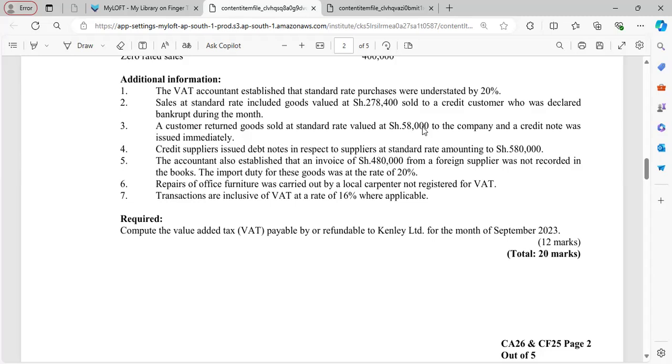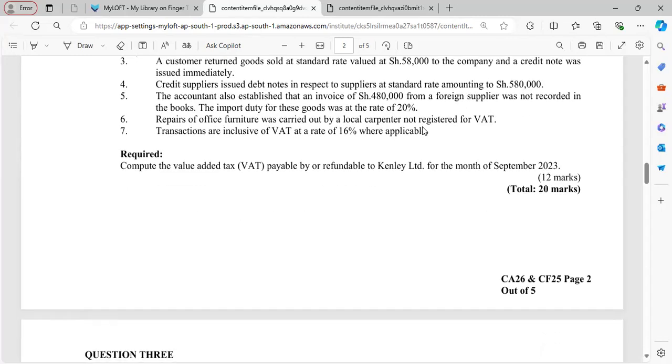the books. The import duty for the goods was at the rate of 20%. Then number six, the repairs of office furniture were carried out by a local carpenter not registered for VAT. Number seven, the transactions are inclusive of VAT at the rate of 16%, where applicable. The requirement is to compute the VAT payable by or refundable to Kenley Limited for the month of September 2023. That is the question being posed to you.